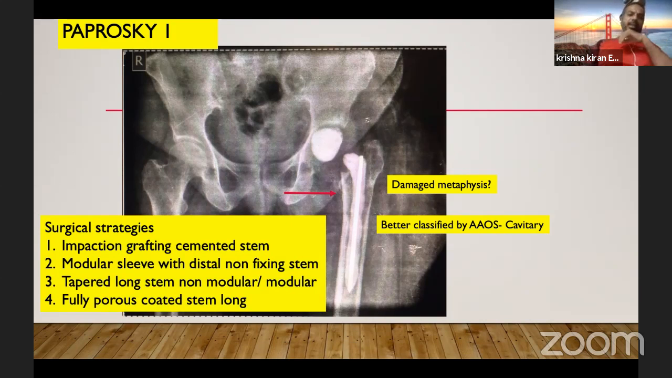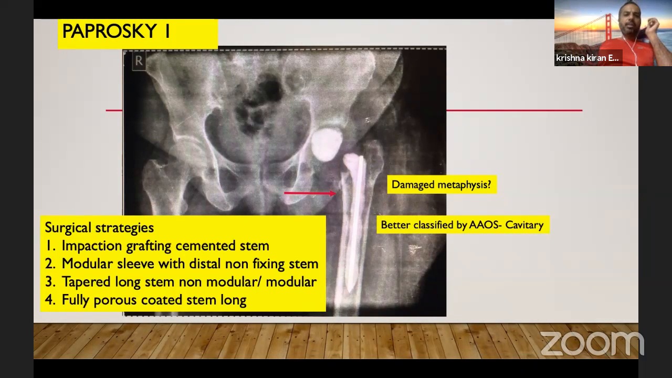So you can do impaction bone grafting with a cemented stem if you are good at it and it's a young patient. You can do a modular sleeve with distal non-fixing stems. It's a modular proximally loading type of fixation. You can do a tapered long stem. Typically in our hands, it's a non-modular monoblock device or a fully porous coated long stem.